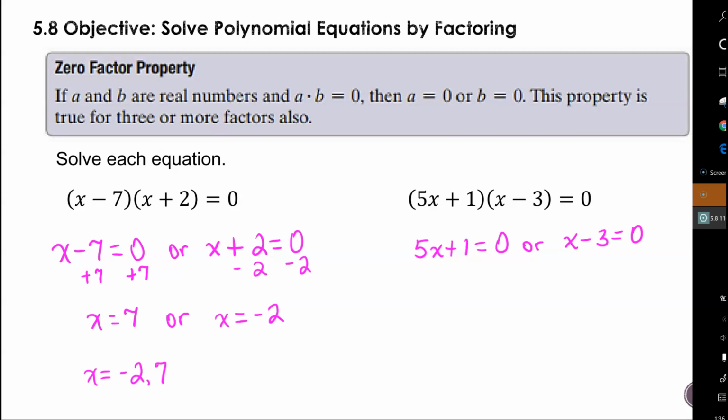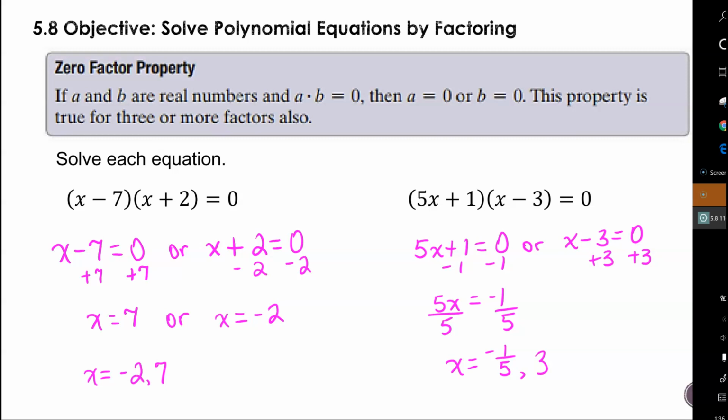Now I like to see this part that you actually set these equal to 0. I don't necessarily have to see the part where you solve each one, because I know many of you will be able to just do this in your head automatically. So for instance, for 5x plus 1, to solve we would subtract 1 and then we would divide by 5. So that's going to be a solution of negative 1/5. And then on the second one we would add 3. And so my second solution will be a 3.